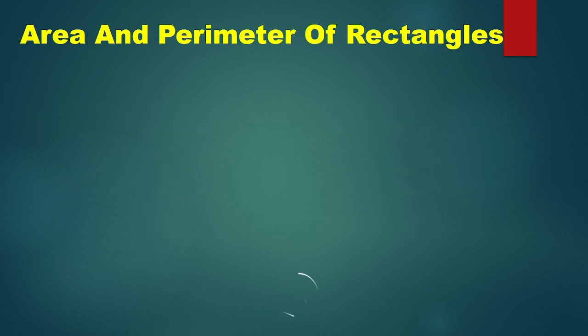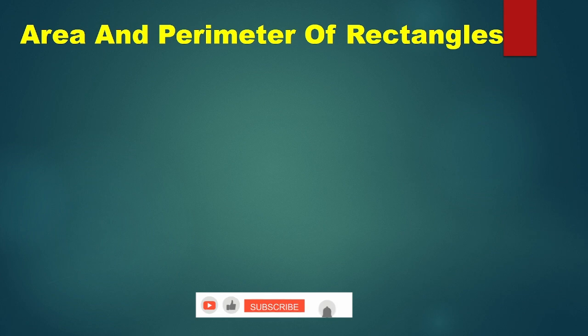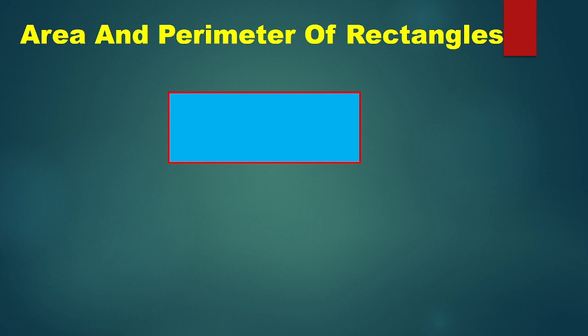Let's start with rectangles. A rectangle has opposite sides equal and four right angles. Here is an image of a rectangle. A rectangle can also be called a two-dimensional shape because it has two dimensions, which are length and width.